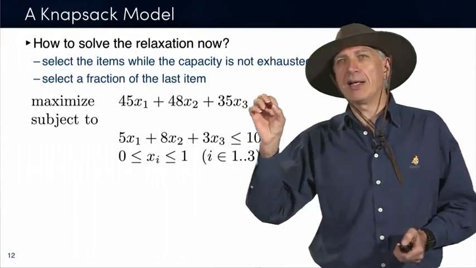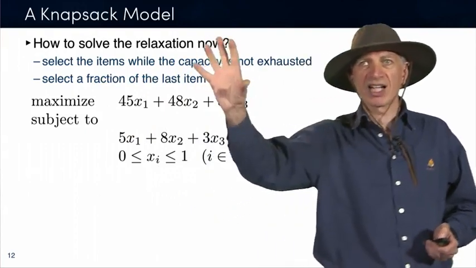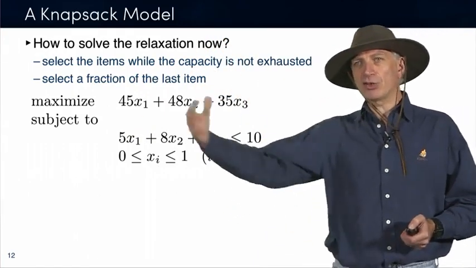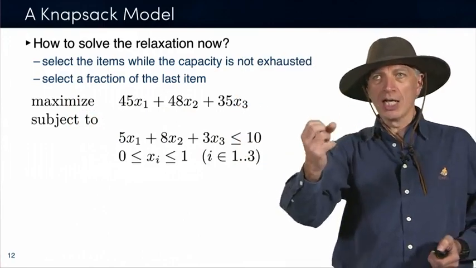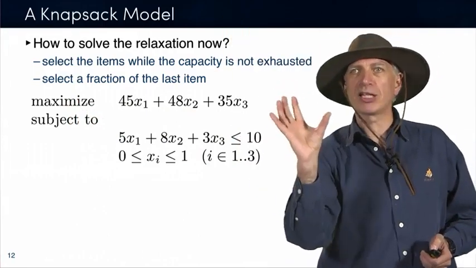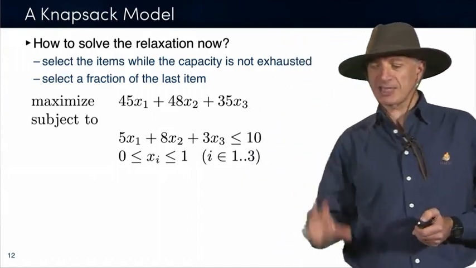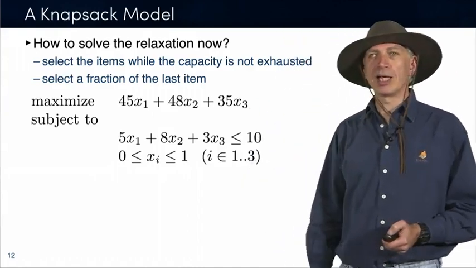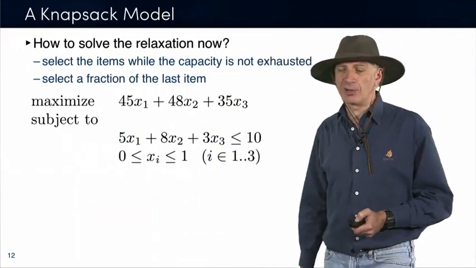Once you have that, you select the next item and you select a fraction of it such that you fill the knapsack. So in a sense, you order the items, like in the greedy algorithm, and you accumulate them. If the next one is going to go over capacity, you take a fraction of it such that it fills the knapsack. And this is essentially an optimal solution to this linear relaxation.